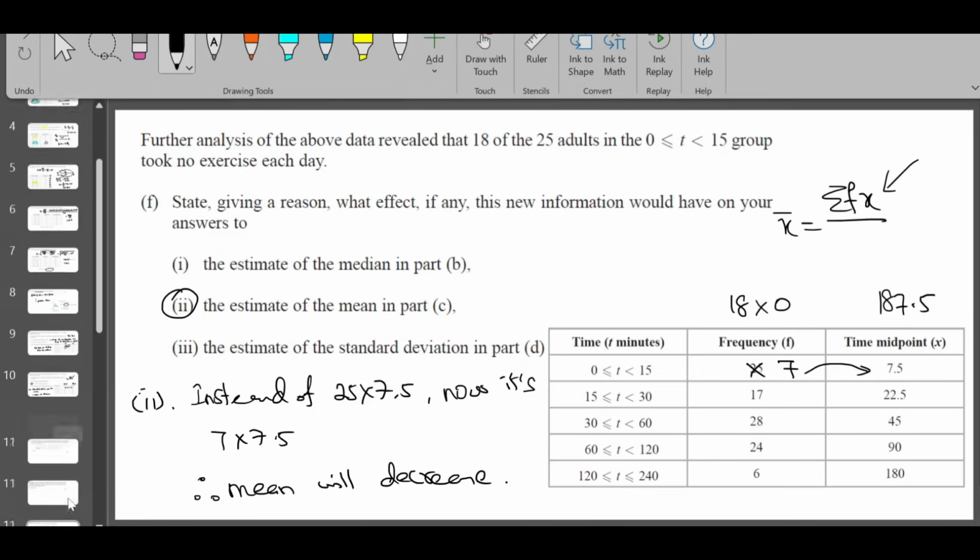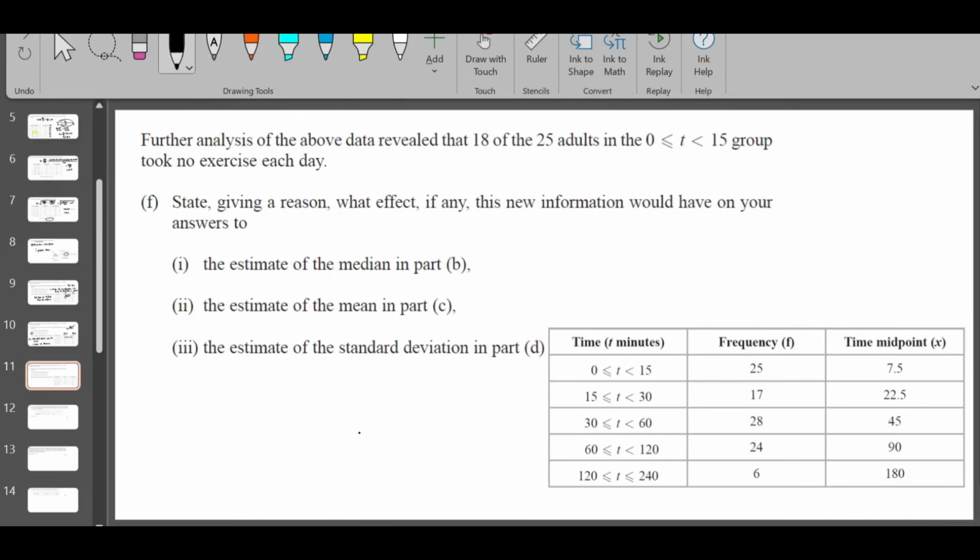Let's look at III now. Now what will happen to the standard deviation?